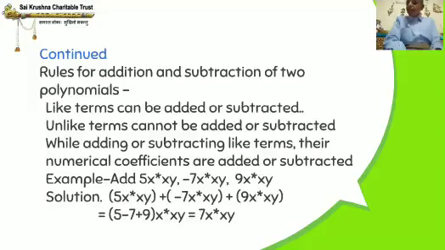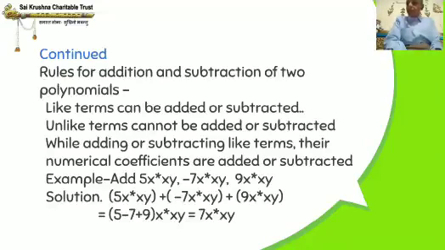Example: 5x squared y, that is 5 times x times x times y, minus 7x squared y, that is minus 7 times x times x times y. So we have to add 9x squared y to this. That means it is 5x squared y minus 7x squared y plus 9x squared y.